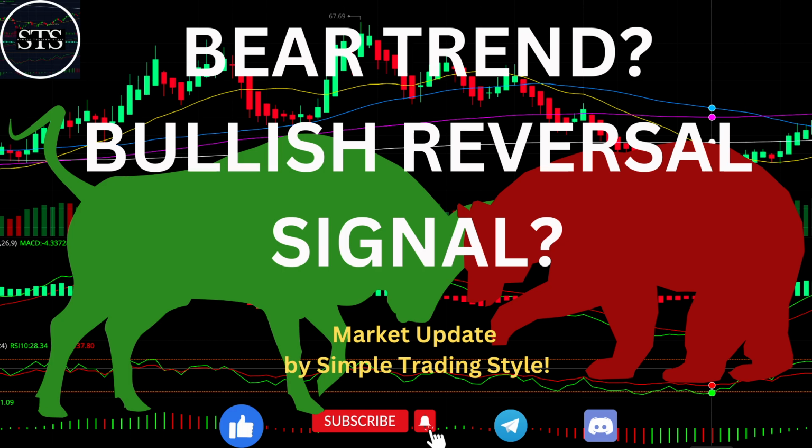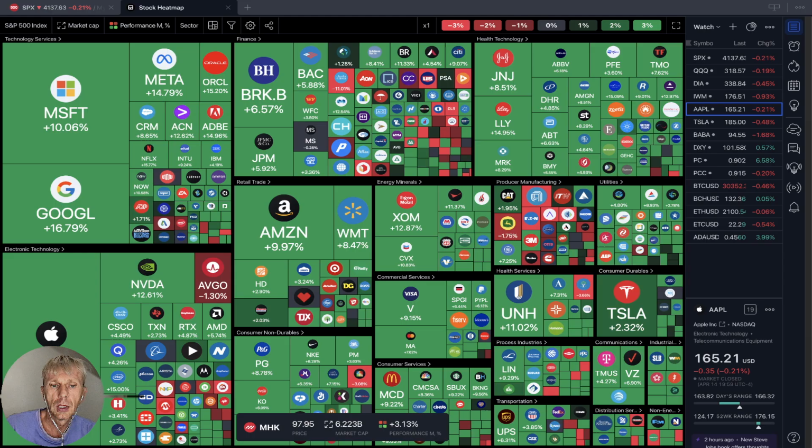Monthly time frame, a very large time frame. Let's do a review. Let's use TradingView and figure out whether it is a bearish trend or a bullish reversal, and what's going on with the stock market world. Let's move to TradingView.